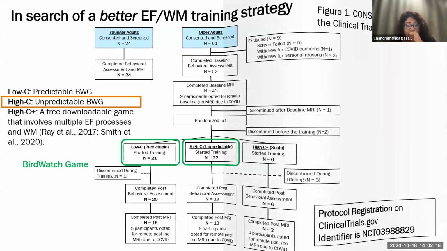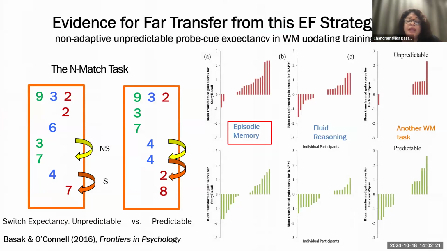The next slide, please. This study came from an idea that we had tested in 2016, where we used a completely non-adaptive approach where people did 1, 2, 3, 4 back. It was actually not N-back. It was something called the N-match task, where people got either unpredictable cue expectancies or predictable cue expectancies with a 50% switch and 50% non-switch in both conditions. And what you see here is that the unpredictable group showed greater transfer to a measure of episodic memory compared to the predictable group. And this is all done on older adults. And they only did 5 hours of training. Next slide, please.